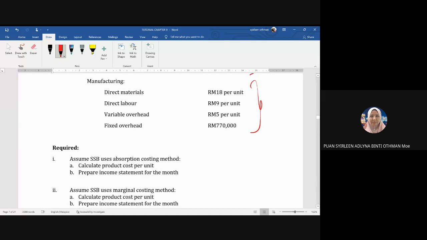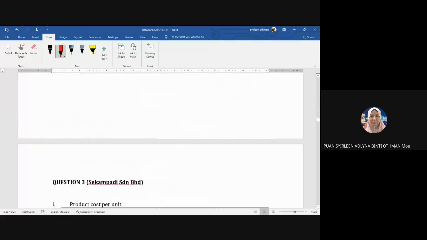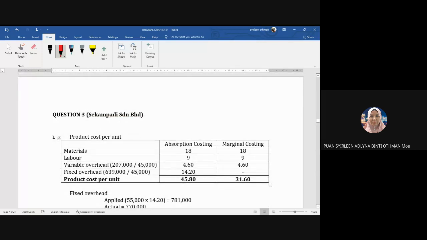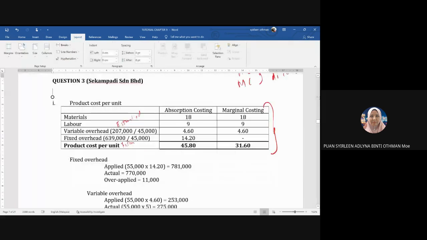Okay, so kita nak buat benda sama. Okay, so I am using the estimated values here. So bila saya guna estimated values di sini, maksudnya nanti dalam saya punya absorption costing and marginal costing, dua-dua ni mesti ada adjustment di COGS. Okay, kalau tak ada, maksudnya clear. Okay, so you dah dapat cost untuk absorption RM45.80, cost untuk marginal RM31.60.